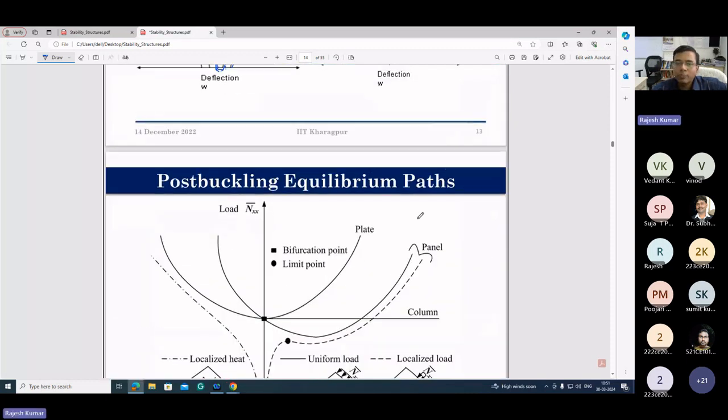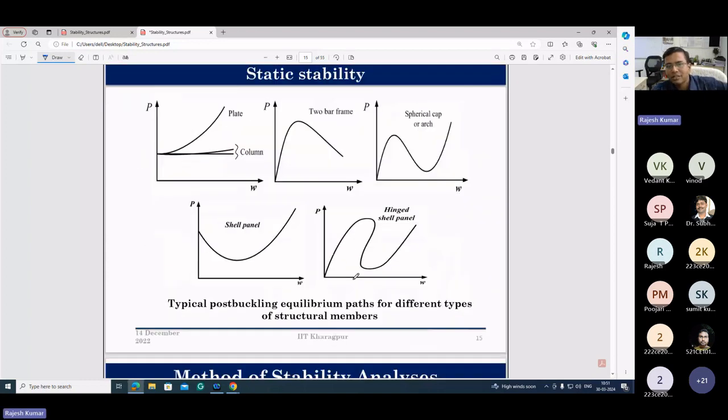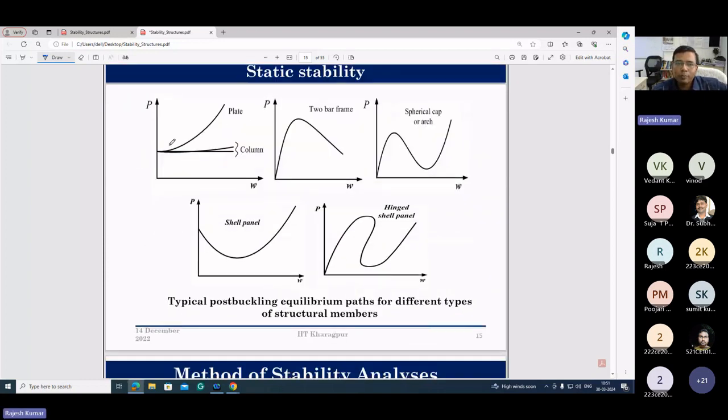So this post-buckling equilibrium path for different types of loading, heating, everything I have given here. This is for plate, this is for panels. For different uniform loads, localized load, localized heat. I'm not going to discuss the details now. Static stability for a plate, you see this load deformation path.